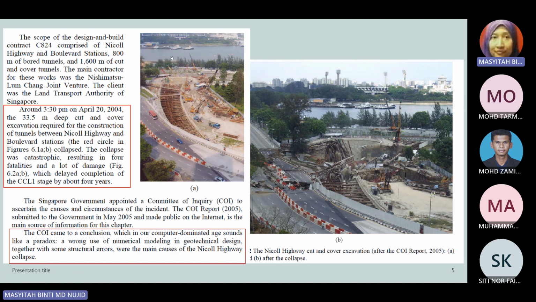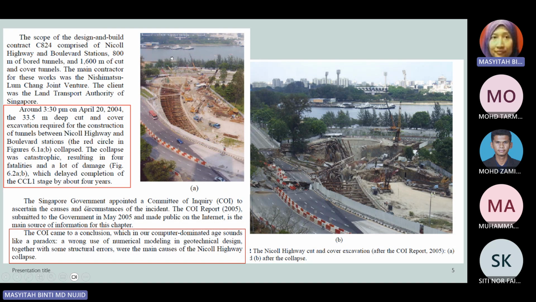During that time, if I'm not mistaken, this gave a huge impact on the construction activities in Singapore, because Singapore was well known as a well-developed country with advanced technologies, and we assumed that all the construction activities there were carried out very well. However, when the failure occurred, it gave a bad reputation to Singapore and caused the delay of the MRT.